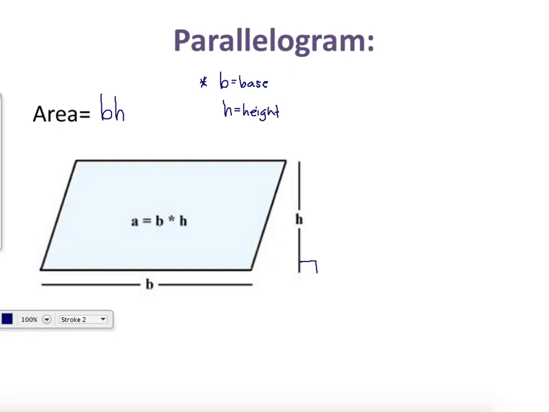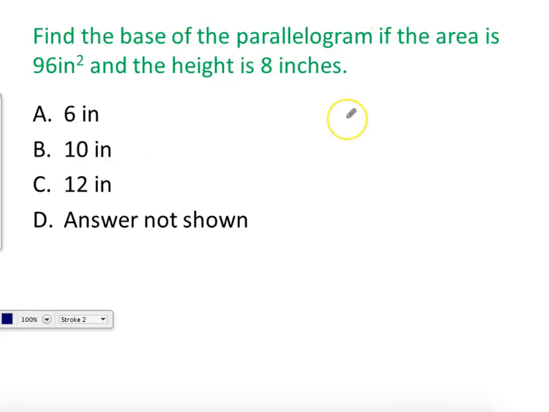Those are types of questions you have been doing in previous math classes. Now we can use the formula to help us find other parts. Let's take a look at this example. It says find the base of the parallelogram if the area is 96 inches squared, so we're given the area, and the height is 8 inches.